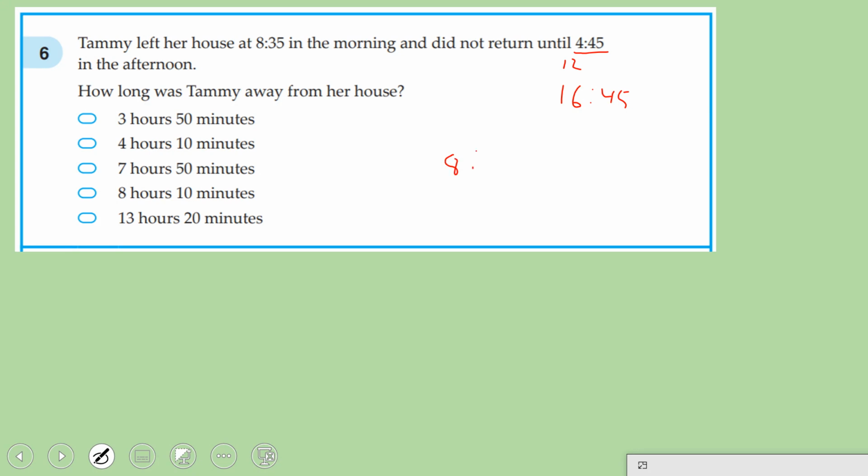You've got to get from 8:35 to 16:45, which means we've got to go forward 10 minutes, and we've got to go forward 8 hours. So 16 minus 8 is 8, 45 minus 35 is 10. 8 hours and 10 minutes. Easy enough.